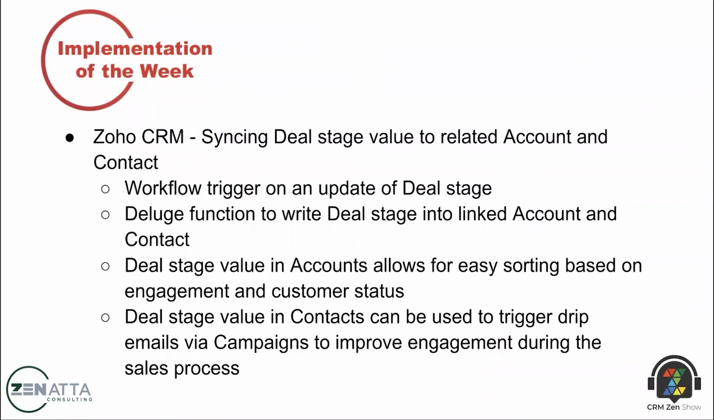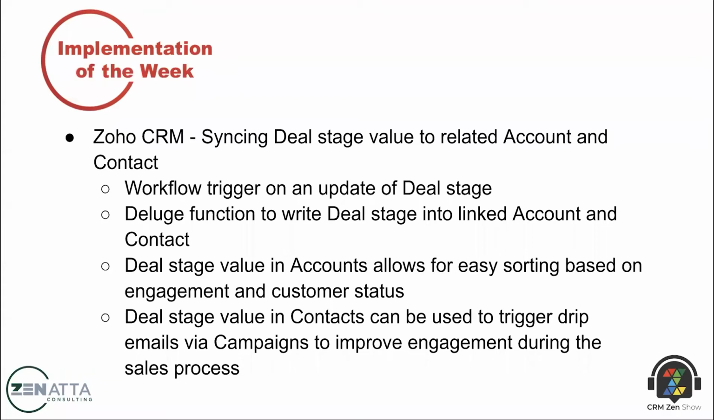All right, Tyler, talk about our implementation of the week. Yeah, this was an implementation we did this week around Zoho CRM. It's basically syncing the deal stage value to your related account and contact. Right. Though the primary place you're going to want to find a certain deal stage is, of course, inside the deal, you may want to reference or filter your accounts and contacts based on where they're currently at in the deal funnel.